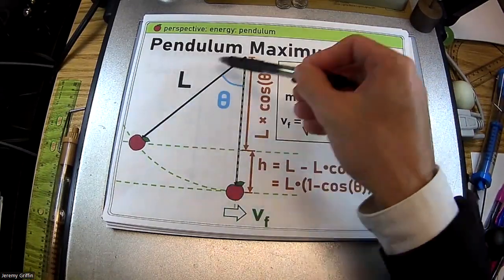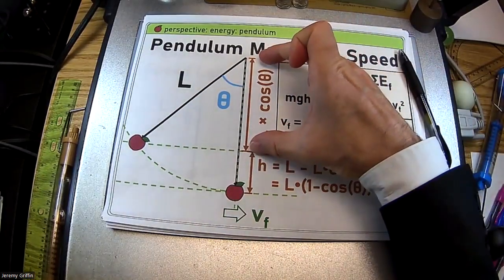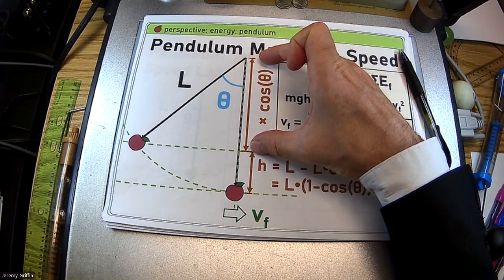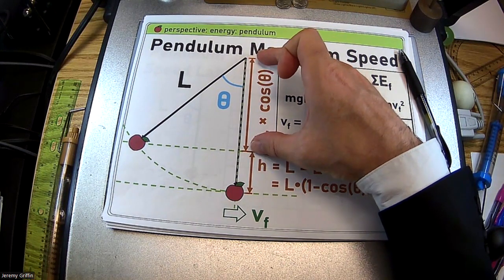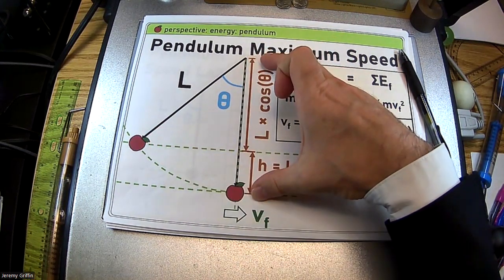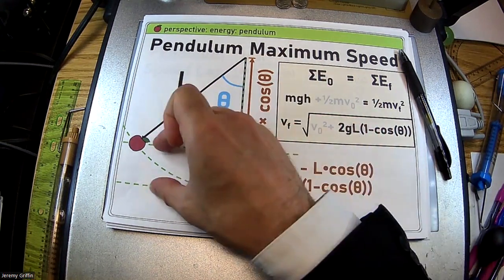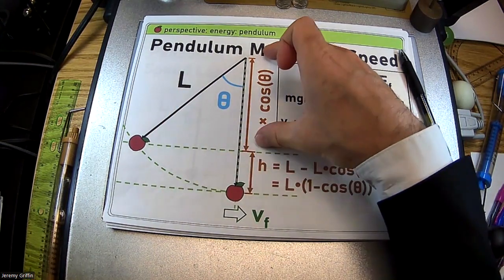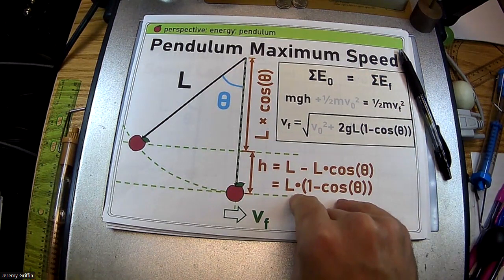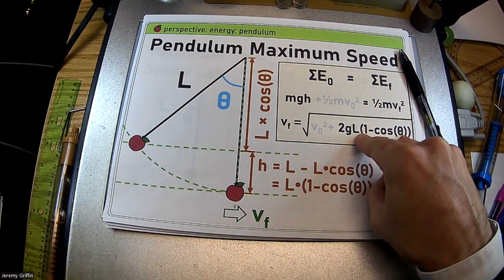I see a nice right triangle right here. This leg of this right triangle is L cosine theta, right? Theta is the starting angle, right? And then L is equal to L, so that's the same L. So this height change between these two dashed lines is L minus L cosine theta. And if you like, you can factor out an L, and there you go. There's your h right there. L times (1 minus cosine theta). You guys see that?